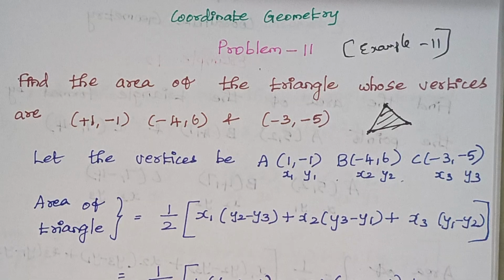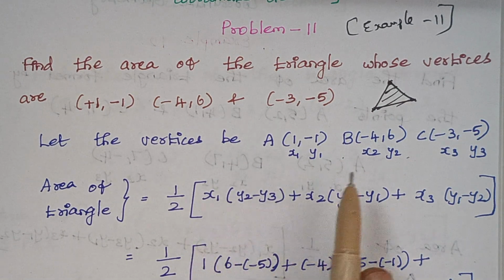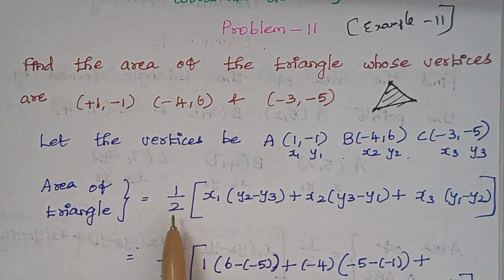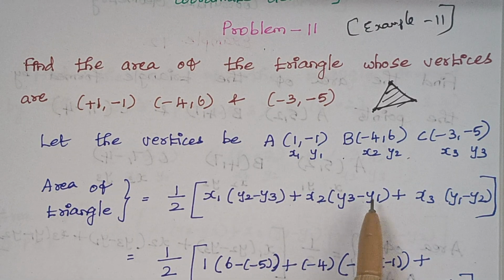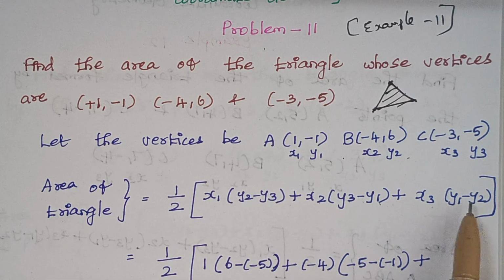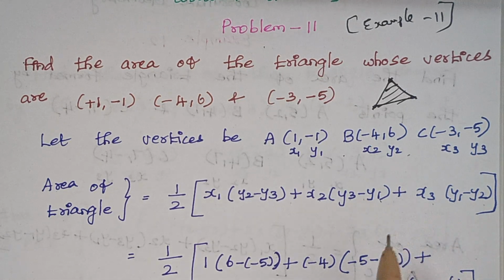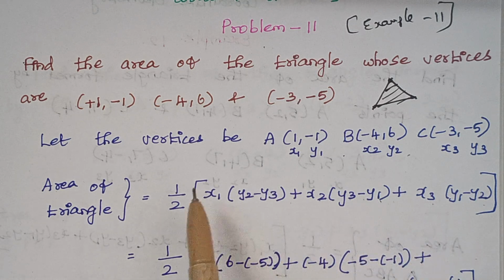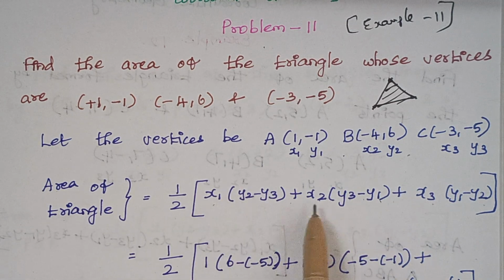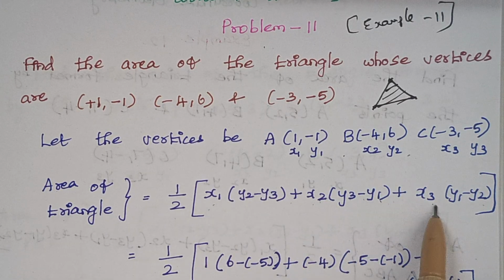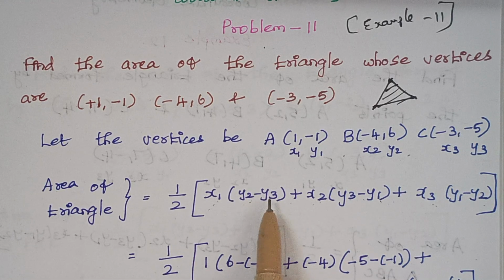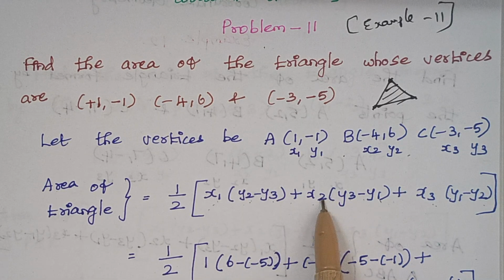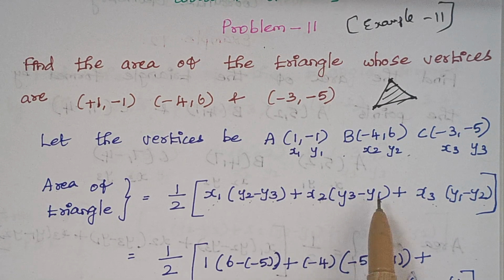The area of the triangle is given by this formula when the coordinates are given. It is half x1 of (y2 minus y3) plus x2 of (y3 minus y1) plus x3 of (y1 minus y2). Remembering the formula is very easy. Here we have x1, x2, x3. As here it is 1, the next number is 2, so here it is y2 minus y3. And here I have 2, so the number next to 2 is 3, so here it is y3 minus y1.